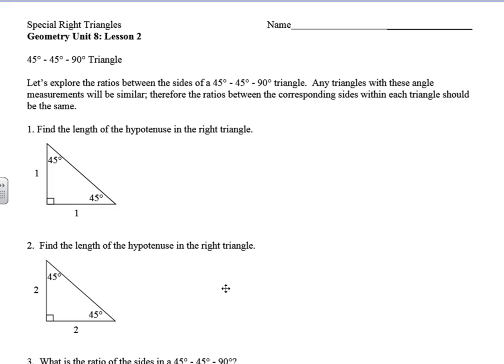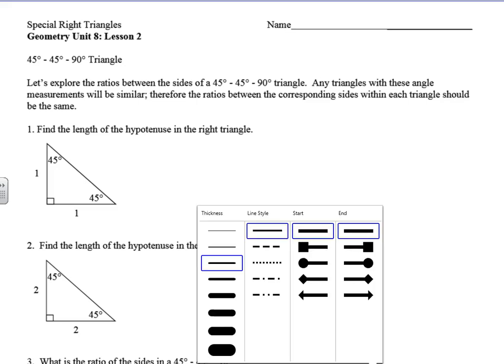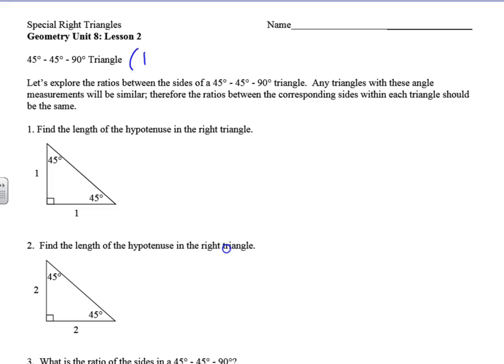The first is a 45, 45, 90, which we also want to recognize as an isosceles right triangle. So both of those will be this relationship. So we're going to explore the ratios between the sides of a 45, 45, 90 triangle. And I'm just reading along here.